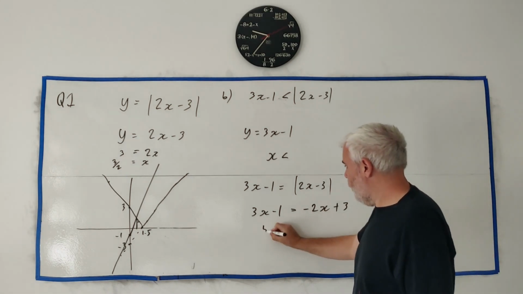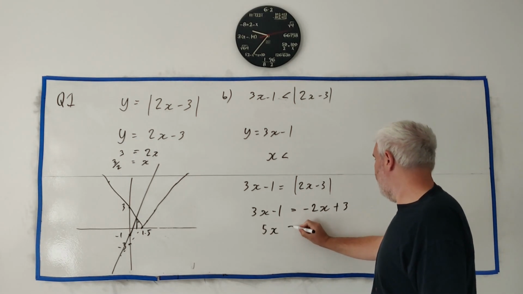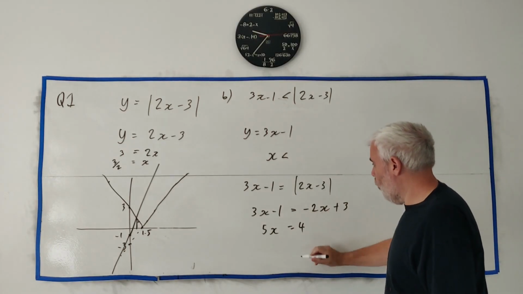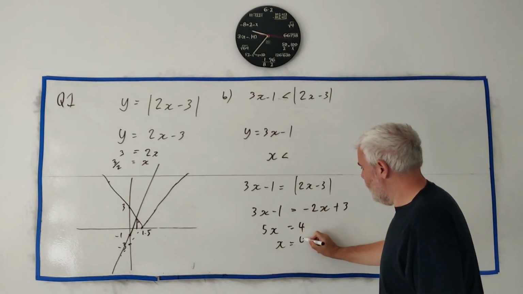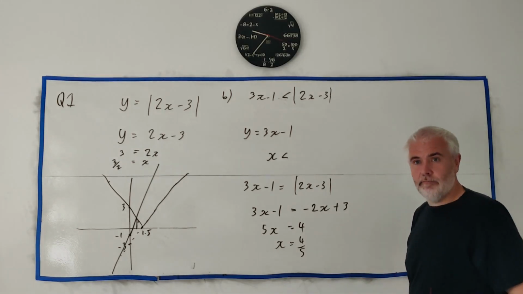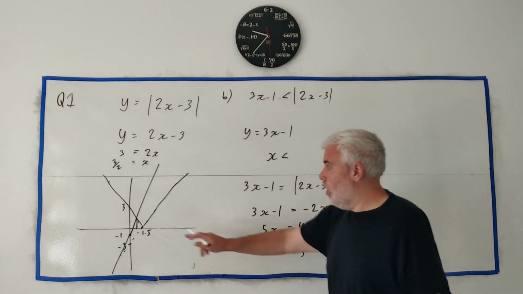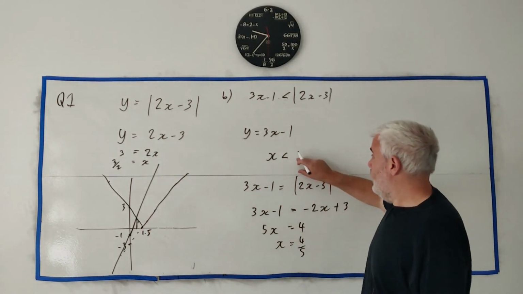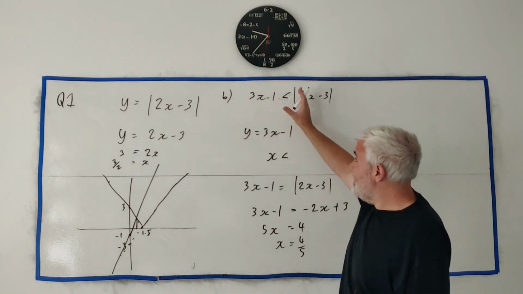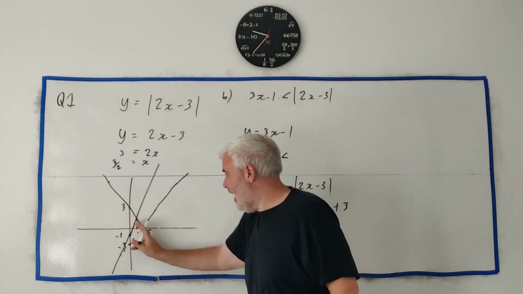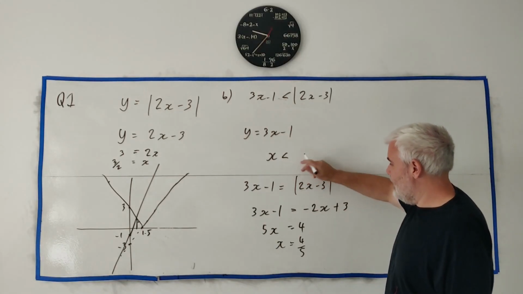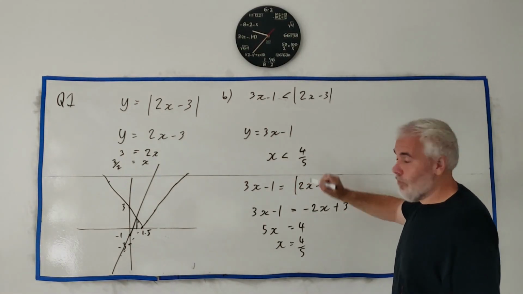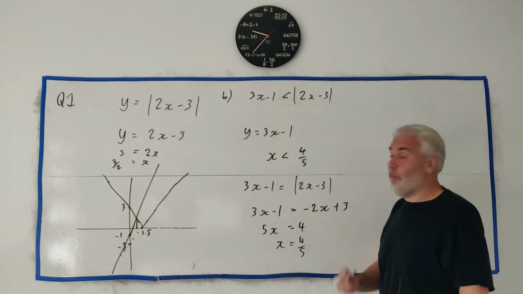Bring the 2x over, we get 5x on the left. Bring the minus 1 over, we get 4 on the right. x is equal to 4 over 5. So this is the x value where these intersect. So we can say the answer is, when is this less than there? Everywhere left of that, which means x is less than 4 over 5. And that's the answer to part B.